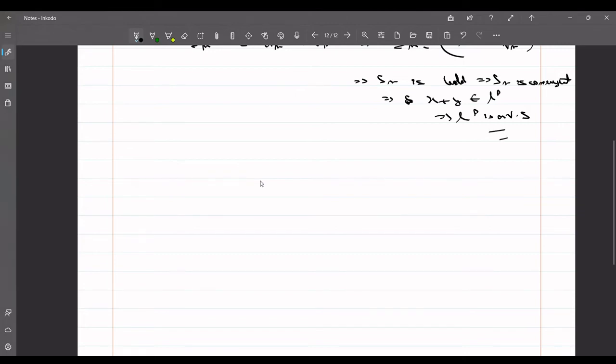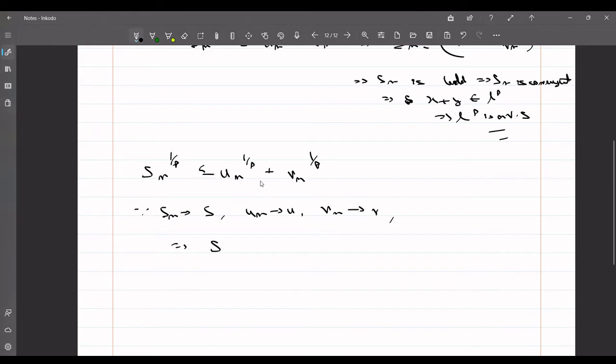So this much is done, and also we have Sn to the power 1 over p is less than or equal to un to the power 1 over p plus vn to the power 1 over p. Since Sn converges to S, un converges to u, vn converges to v, we can write S to the power 1 over p is less than or equal to u to the power 1 over p plus v to the power 1 over p, which is our required Minkowski inequality.